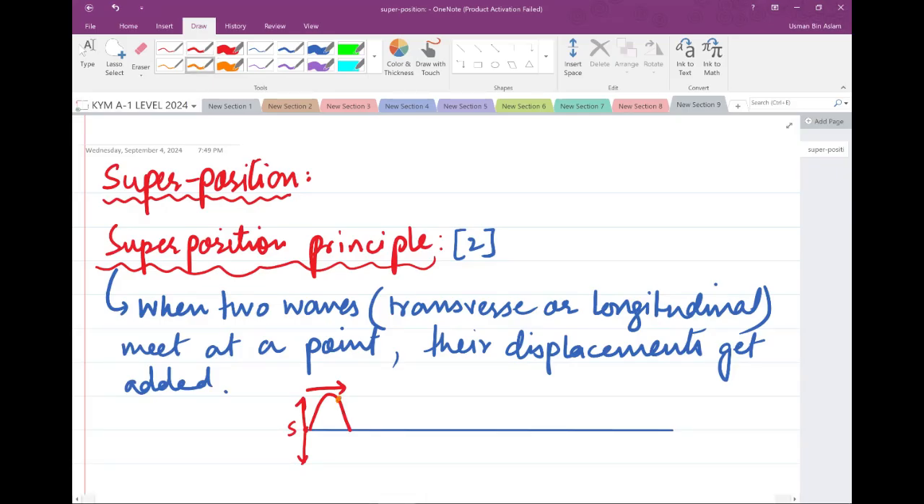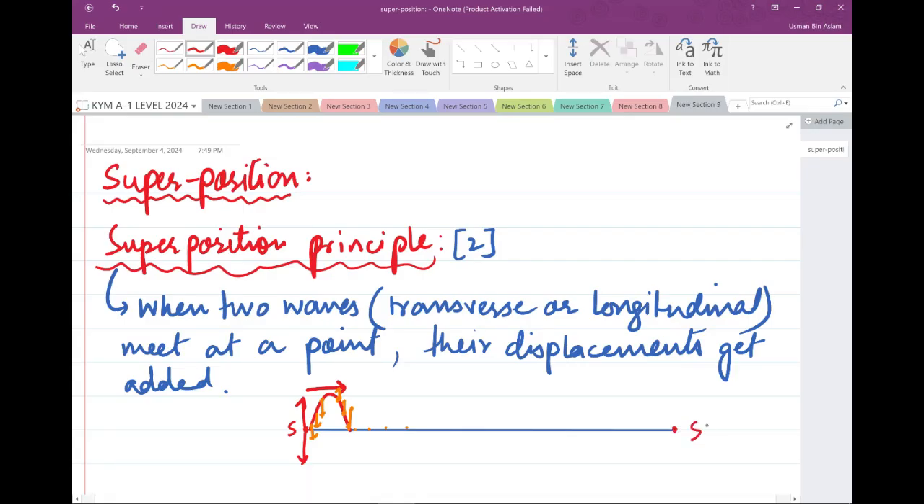What actually happened was the particles on this side of the crest will be moving upwards, and the particles on this side of the crest will be moving downwards. That's how this crest will appear to move towards the right. So every particle on the string is also going to move upwards and then come downwards because of the crest when it moves through this rope.